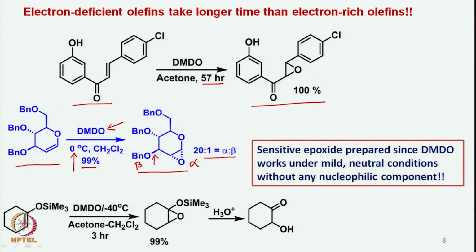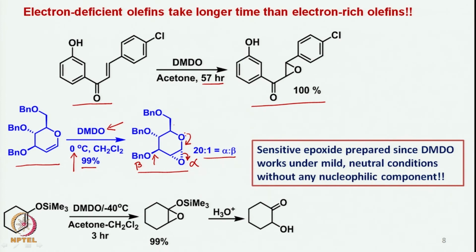sensitive epoxide because the lone pair of electrons can easily open the epoxide here. So therefore, there should not be any possibility of cleavage of the epoxide compound. But you can make use of this epoxide which is formed from an olefin which is electron rich, and it can be hydrolyzed to the corresponding hydroxy ketone.